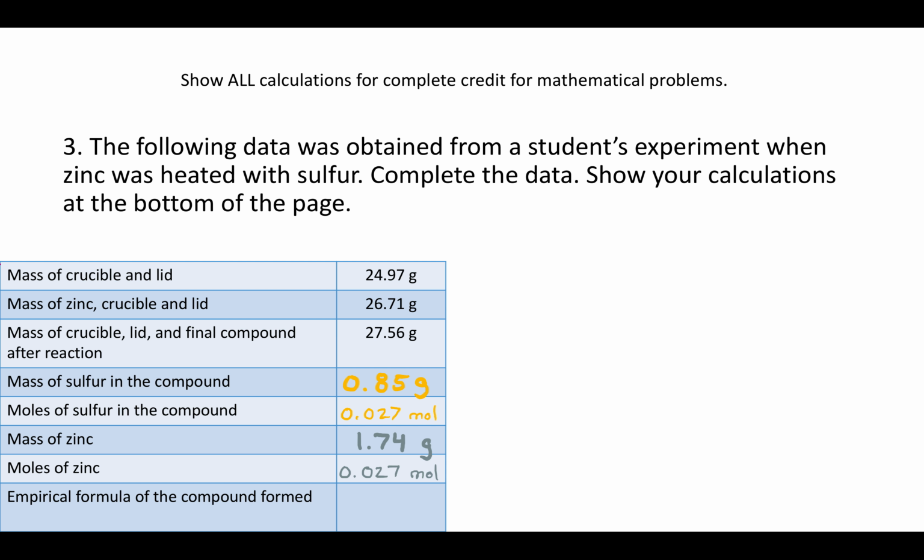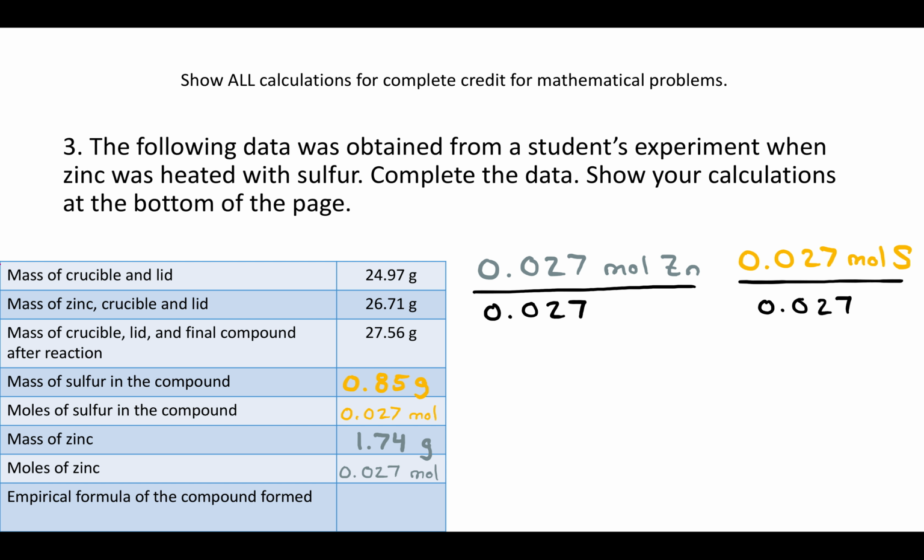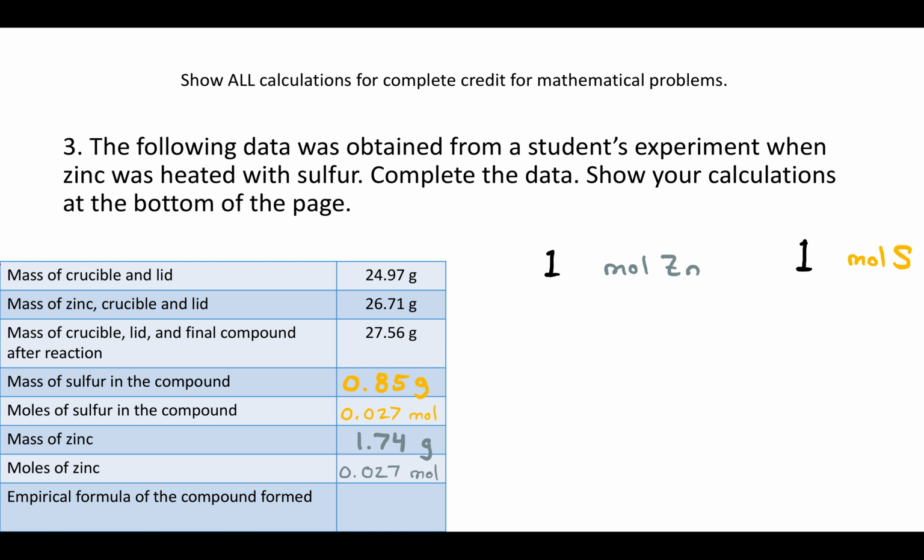Okay, now the time for the empirical formula. So we have this many moles of each element. We're going to divide each of those moles by the lower number. In this case, they're the same, so we're going to divide them both by 0.027. That gives me 1 for each. And I'm going to use that as the subscript for each element in the final compound. So zinc with a subscript of 1 and sulfur with a subscript of 1. But because just by writing the elements you know you have one of them, you can get rid of those subscripts. So I'm going to write that into the table, and that's my answer for this problem.